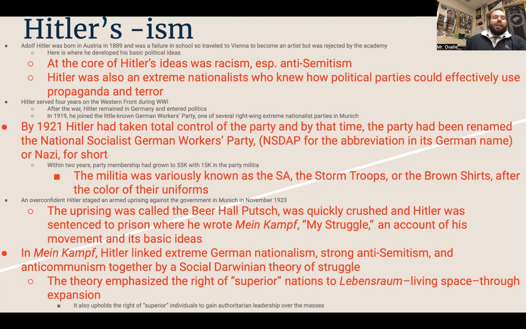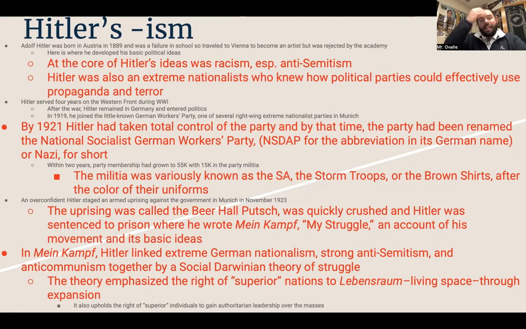Hitler served because he was so weak and frail. He was actually denied to join the Austrian military when World War One broke out. So he went to Germany because he heard Germany was accepting anyone. He joined the German army. He will fight for 4 years on the Western Front during World War One. After the war, Hitler remained in Germany and entered into politics.